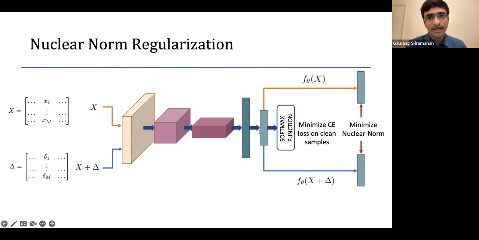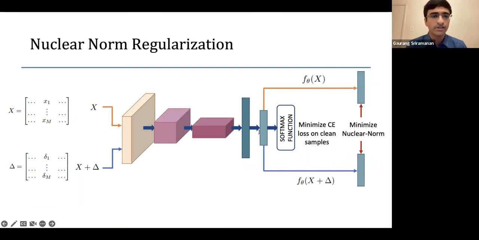We now describe how we can use nuclear norm regularization for single-step adversarial training. For a given mini batch of samples M, let X be the matrix whose rows are the individual images X1 to Xm, and let the corresponding pre-softmax values be represented as the matrix F theta of X.